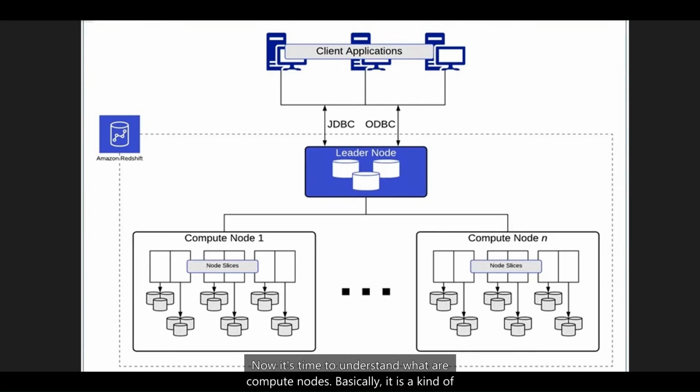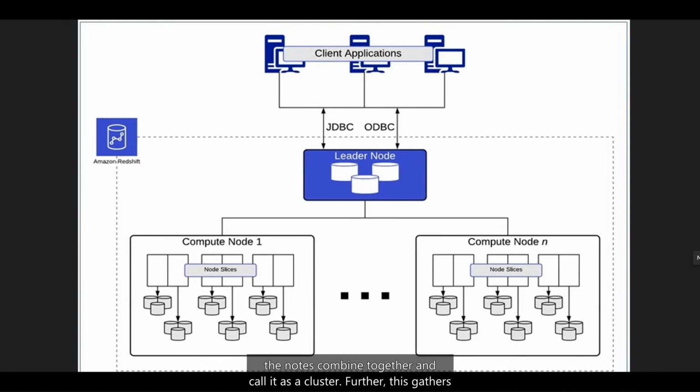Now it's time to understand what are compute nodes. Basically, it is a kind of database which helps with data processing. So Amazon Redshift has a set of computing resources which we call nodes, and the nodes combine together and we call it a cluster. Further, this gathers into a group which we call a data warehouse cluster. So we can have compute nodes from 1 to n number of nodes. That's why we call Redshift a scalable service, because we can scale up whenever we require compute nodes. Now each data warehouse cluster has one or more databases in the form of nodes.